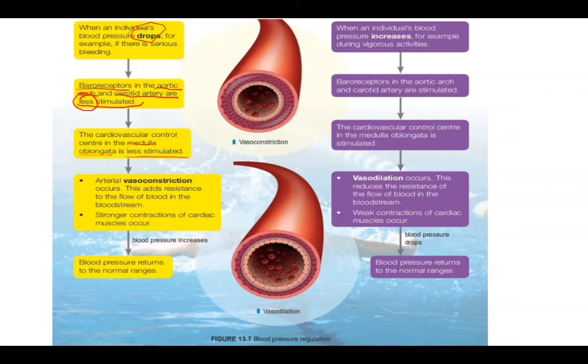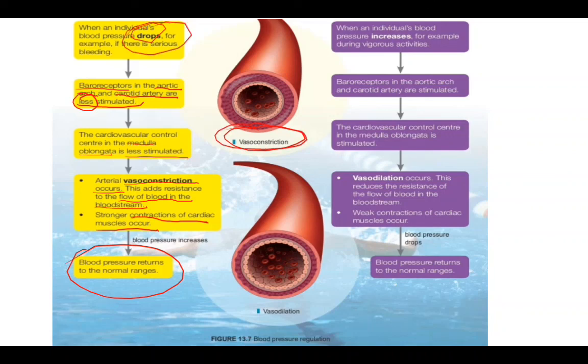So what happened? Arterial vasoconstriction occurs. Ini adalah vasoconstriction. They are narrowing. Okay. So this adds resistance to the flow of blood in the bloodstream. Stronger contractions of cardiac muscles occur, so blood pressure returns to normal ranges. So ingat, kalau dia low atau drop, vasoconstriction yang akan berlaku supaya pressure tu balik kepada normal.